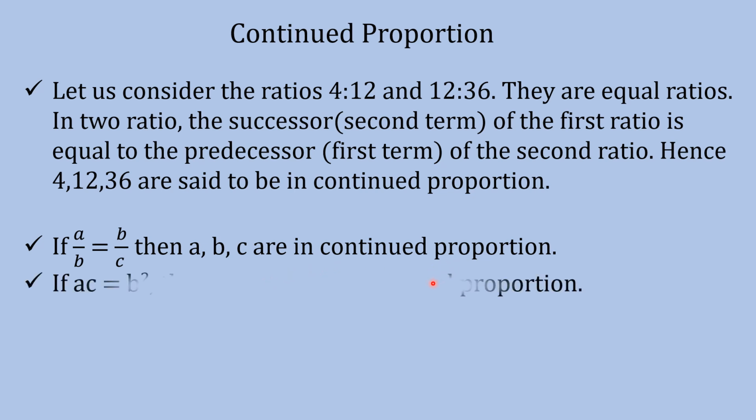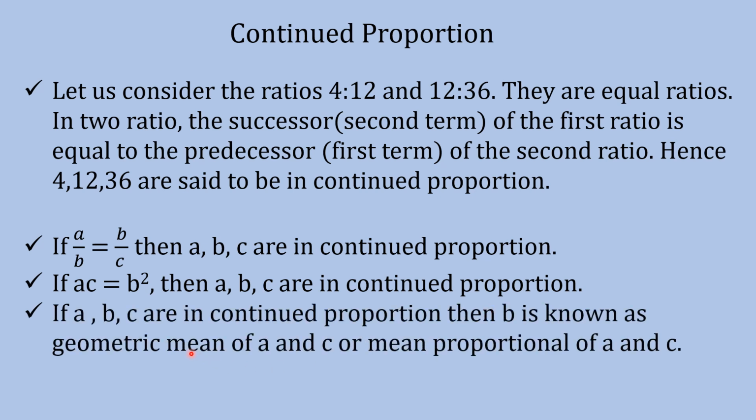Now the next point to remember in continued proportion is if you cross multiply A into C, you get AC equal to B square, B into B. So if AC equals B square, then A, B, C are in continued proportion. If the product of the first term and the last term equals the square of the middle term, B, then you can say A, B, C are in continued proportion.